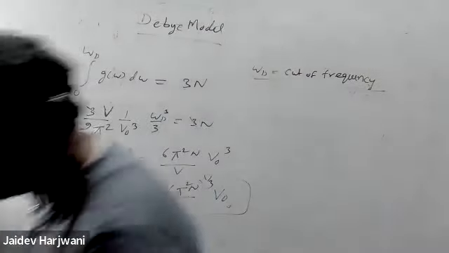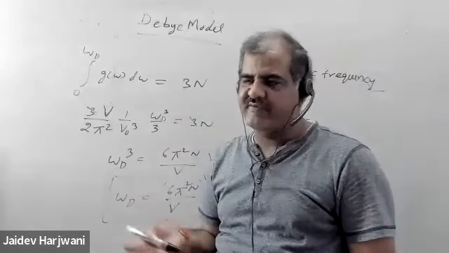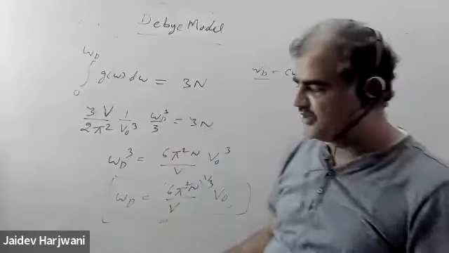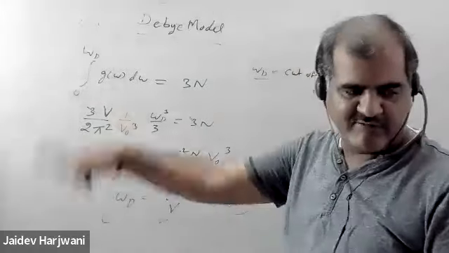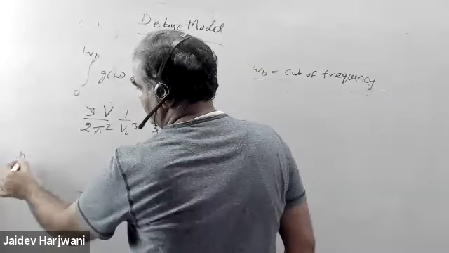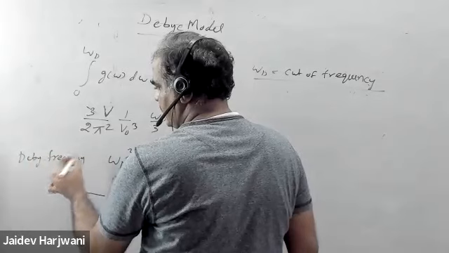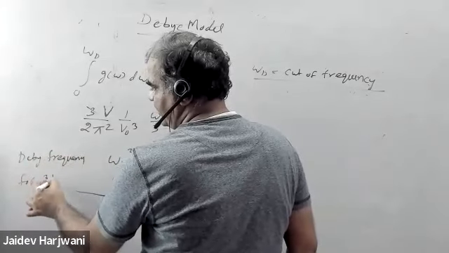In the exam they will ask what the cutoff frequency is for a 1D solid and for a 2D solid. For the timing, we have just calculated the 3D. We'll calculate for 2D and 1D also. So this is the Debye frequency for a 3D solid.